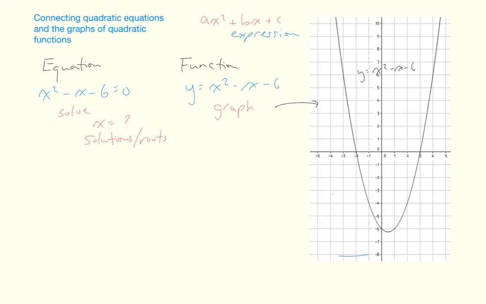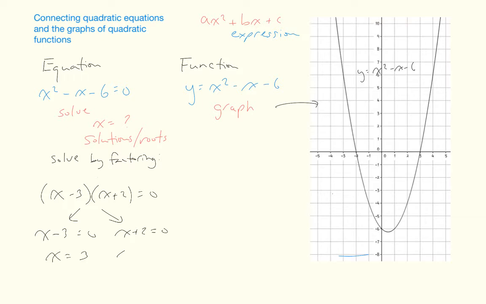Let's just take a look back at our equation. And let's say we are going to solve it. How can we solve it? Well, we've solved by factoring before. Good thing we've practiced so much quadratic factoring. That factors to x minus 3 and x plus 2, and that equals 0, and I'll break that into two equations. X minus 3 equals 0 and x plus 2 equals 0, so x must equal 3, and x must equal negative 2.